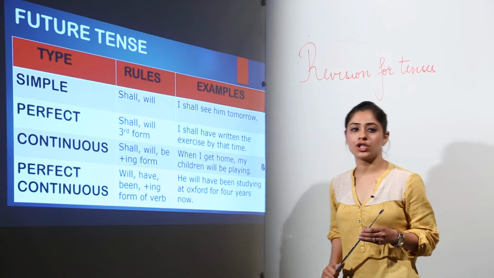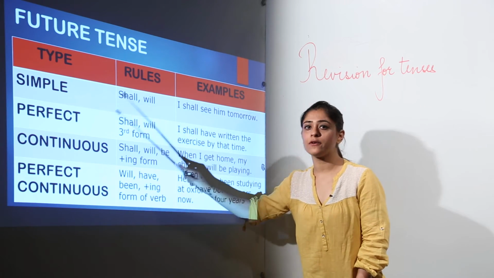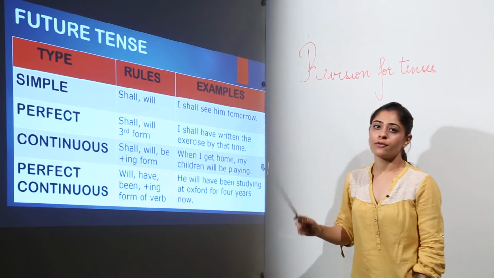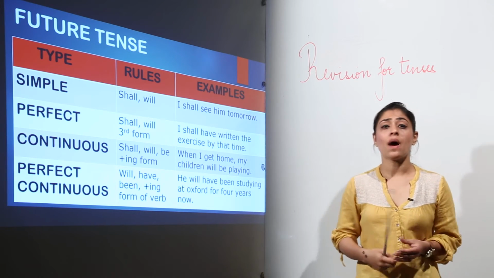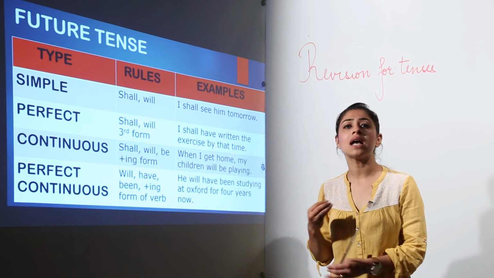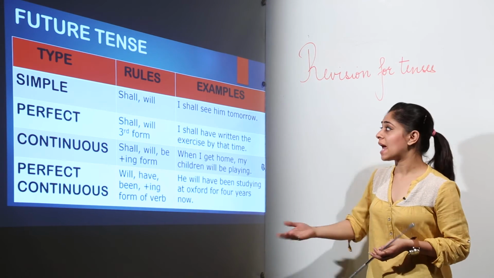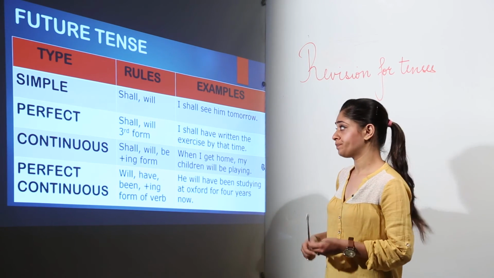Now we have the future tense. Simple future tense. For simple future tense, the sentences will just have shall or will. For example, I shall see him tomorrow. But yes, we need to understand, for simple future tense, we need to have words which show us an action that will take place in future. For example, words like tomorrow, the next day, the day after.